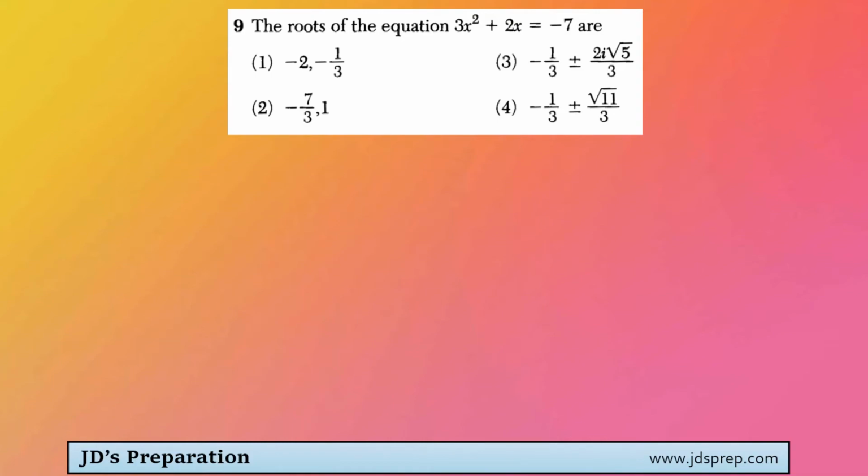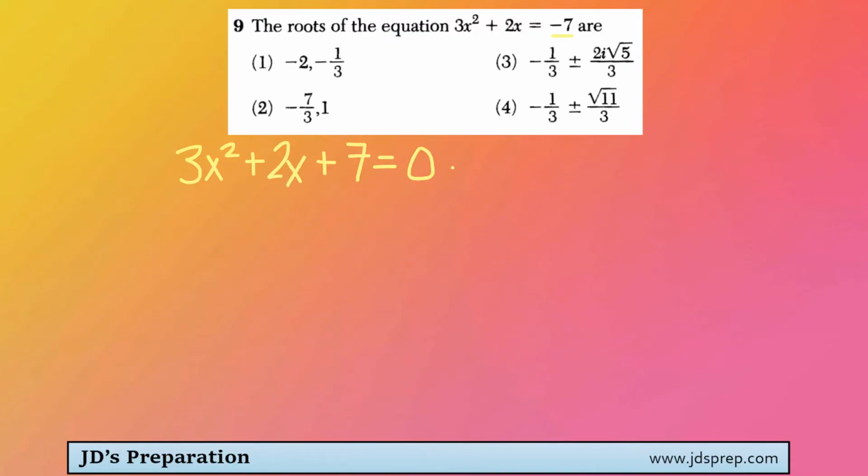To find the roots of this equation, we need to set it equal to 0. So I'm going to move this negative 7 over to the other side by adding it. And then we would get 3x squared plus 2x plus 7 equals 0. Now, we're basically going to be using the quadratic formula here to help us solve this.